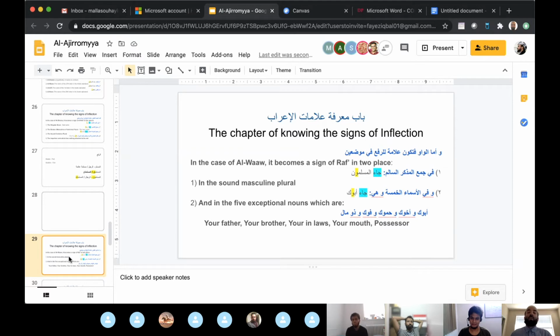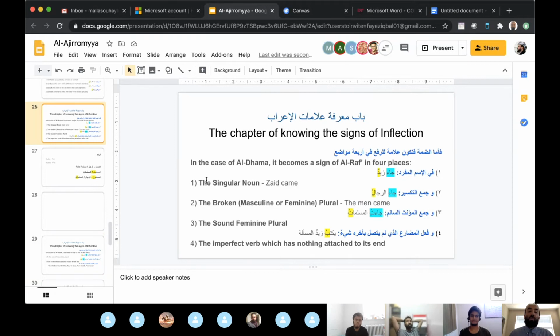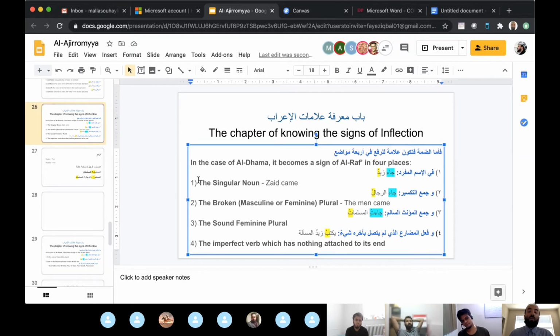Okay, so now that we said al-dhamma, basically what this slide tells us is that dhamma becomes a sign of rafa in how many places? In 4 places. I want everyone for next class to memorize these 4 places, inshallah. Where does dhamma become the sign of rafa? It shouldn't be very hard, only 3 places. And what I will do immediately, inshallah, after the class, is I'll put the harakas on today's lesson, so you guys can read the Arabic as well.